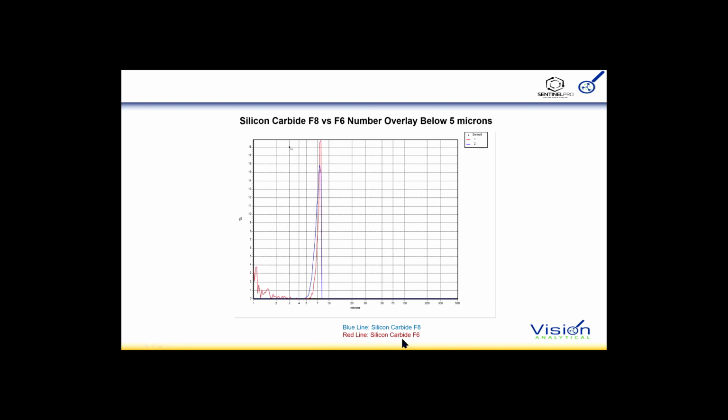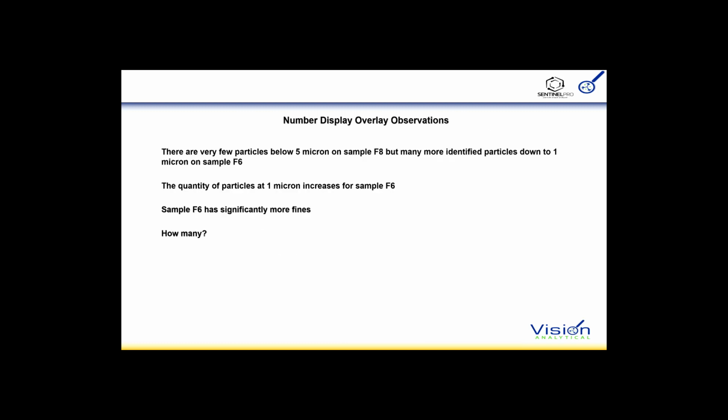Setting up the particle insight to select just particles less than 8 microns will allow us to focus on just these small particles. This graph now shows how many and the smaller sizes of fines represented in sample F6. The Sentinel particle insight allows us to recalculate statistics just for these small particles, removing the large volume bias in the statistics. We can now begin to quantify all particles below 5 microns and the differences of these samples.